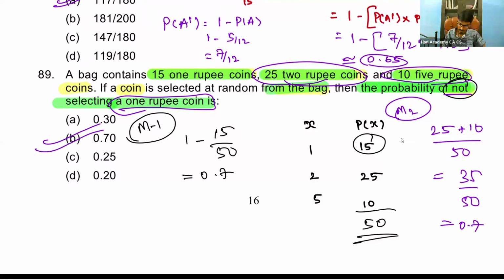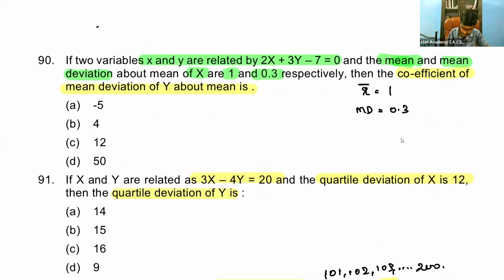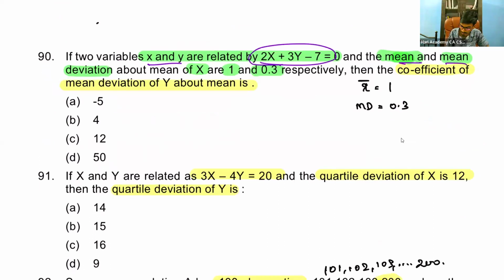Next, question 91. Another 10 questions to go. If X and Y are related, quartile deviation: for quartile deviation, shift of origin is independent. It is affecting positive magnitude. So 3x equal to 4y. So 3 into 12 divided by 4 is equal to y. 3 into 12 will become 36. 36 divided by 4 will become 9. So the answer is option D.